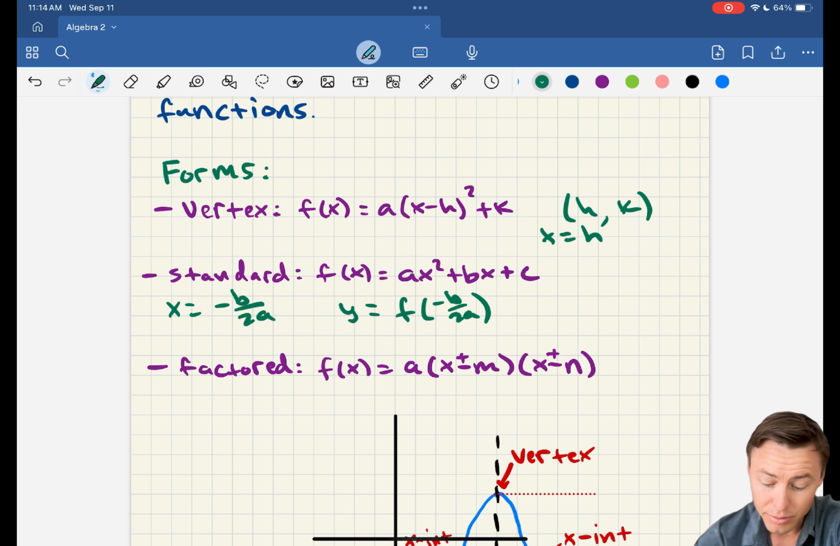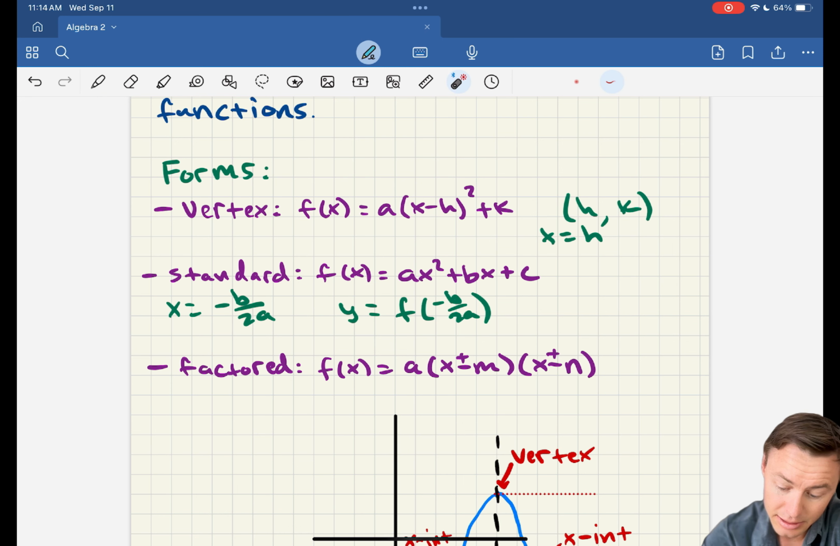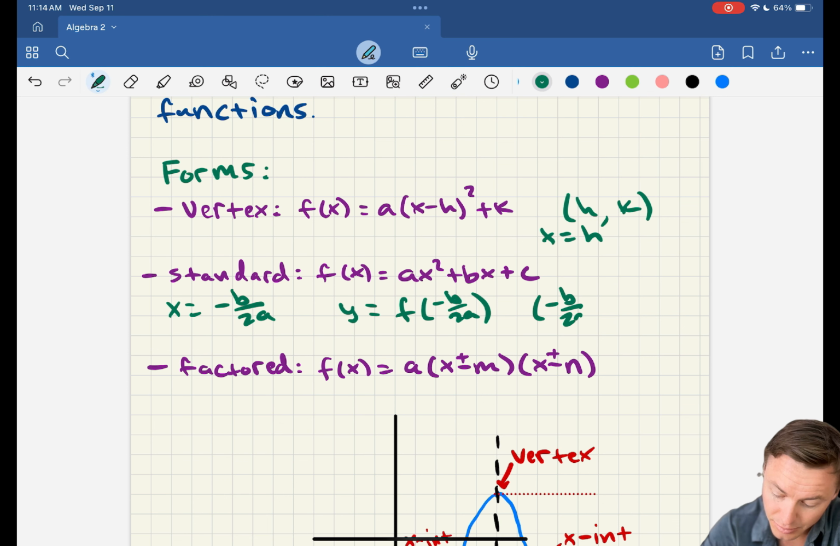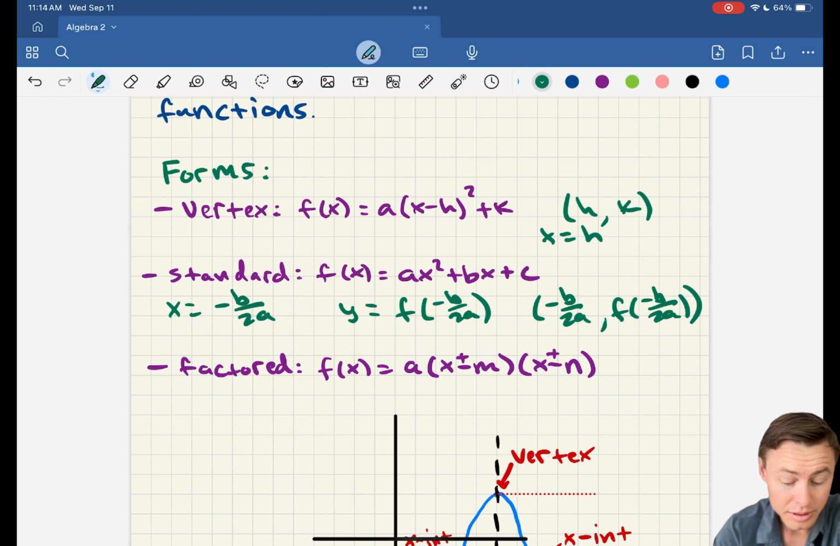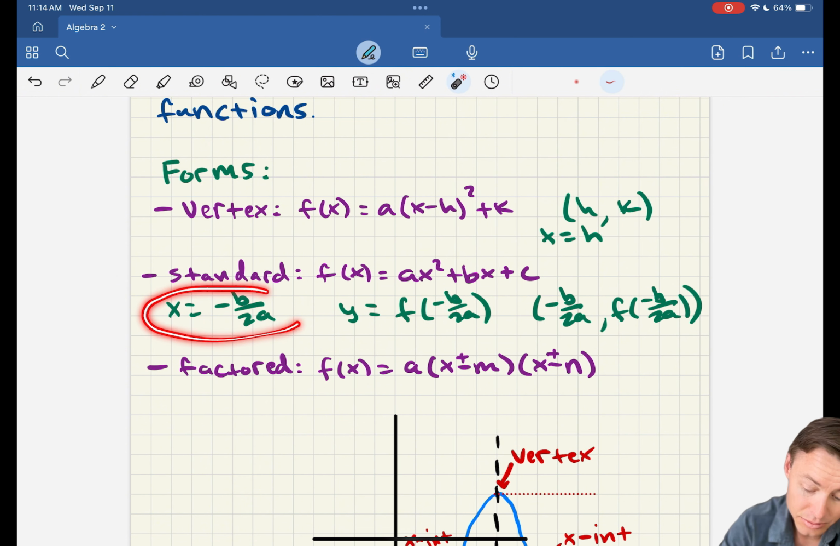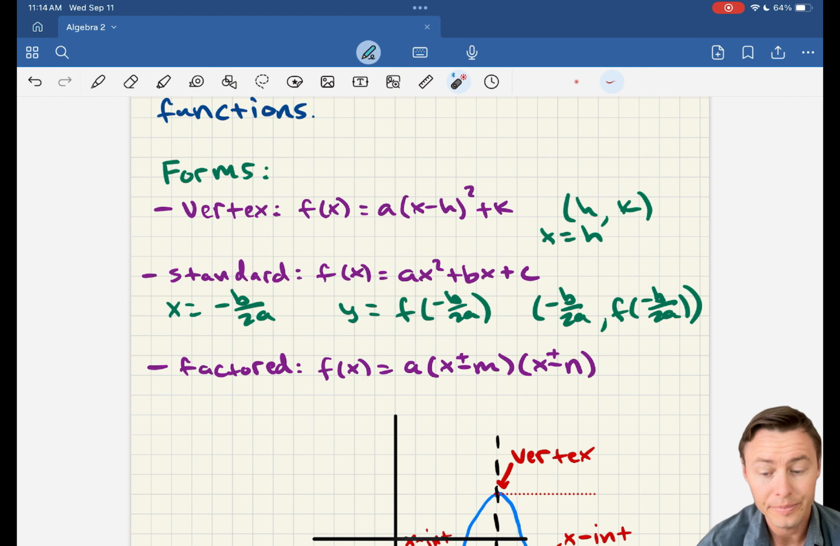Now, b and a refer to these coefficients in our standard form. So a is whatever the number in front of x squared is, b is whatever the number in front of x is, and c is this constant value. Okay, so the vertex for a standard form would be negative b over 2a, comma, f of negative b over 2a. And the axis of symmetry would just be x equals negative b over 2a.